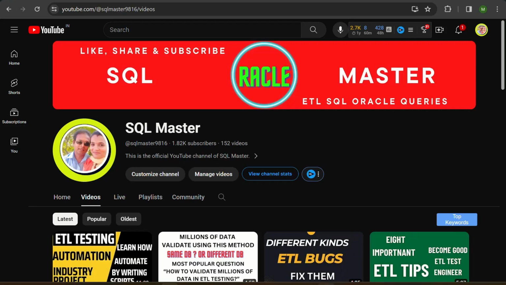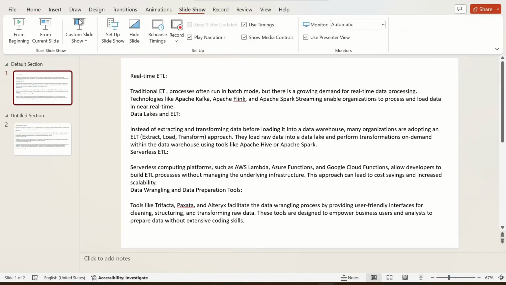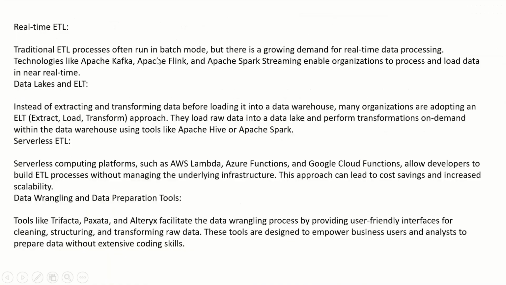So these are the points I made here to show you. The first one is real-time ETL. Traditional ETL processes often run in batch mode, but there is a growing demand for real-time data processing. Technologies like Apache Kafka, Apache Flink, and Apache Spark Streaming enable organizations to process and load data in near real time.